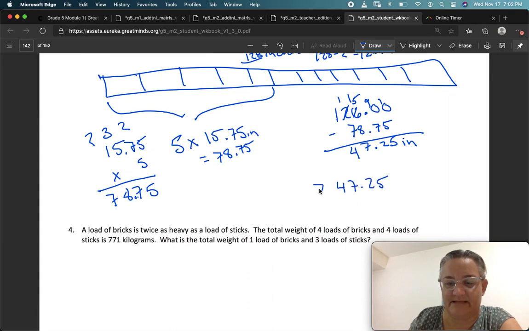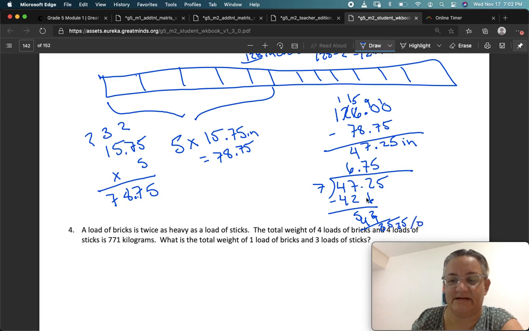47.25 divided by 7. Well, 7 will go into 49 7 times. So let's try 6. 6 times 7 is 42. Then I have 5 left over. Bring down the 2. 7 will go into 49 7 times, which is what we just said. So let's do 7 times 7 is 49. And that's going to leave us with 35 left. 7 will go into 35 5 times. Okay, 35, and 0 is our answer.